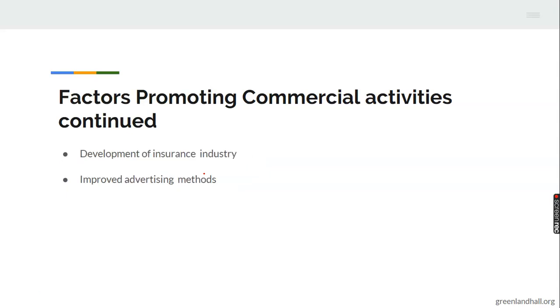Then development of the insurance industry. So insurance has actually helped to defend or protect individuals and organizations against large risks that are likely going to happen or occur. And that has actually encouraged a large number of individuals and organizations to commit their money or funds into business activities or commercial activities.